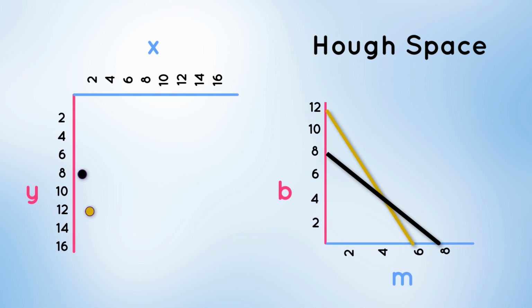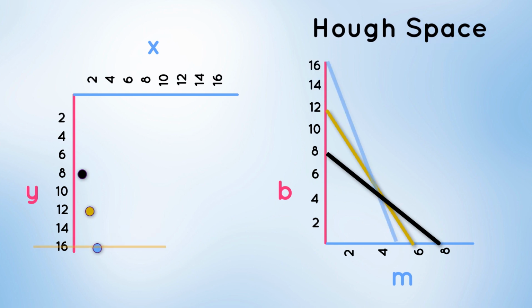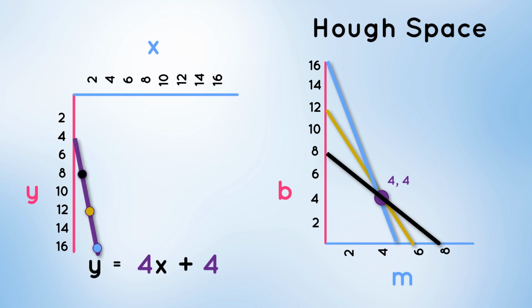Suppose there is one more point in our image space, at the point 16 and 3. This point is also represented by a line in parametric space. Each point in that line denotes different values for m and b, which once again correspond to different lines that can pass through this point. But notice that there is another intersection at the same point, which means that the line with the following slope and y-intercept, 4 and 4, crosses all three of our dots.